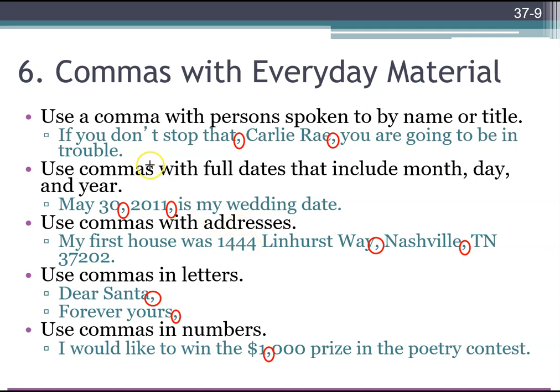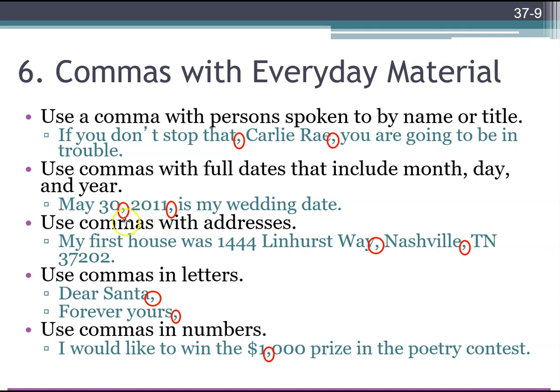addresses. So here is a list of those situations. We use a comma to set off the name or title of a person who is being directly addressed. So here's an example. If you don't stop that, Carly Ray, you are going to be in trouble. Carly Ray is being directly addressed by name, and so her name is set off with a comma before and a comma after.